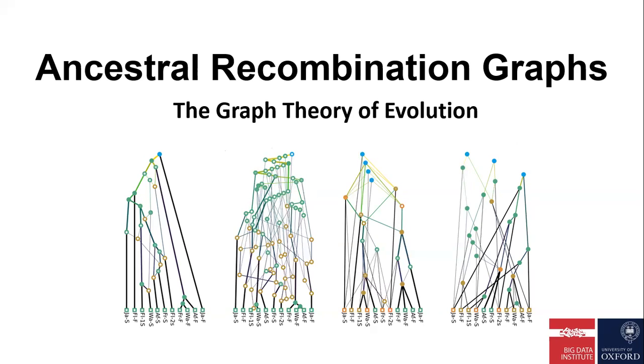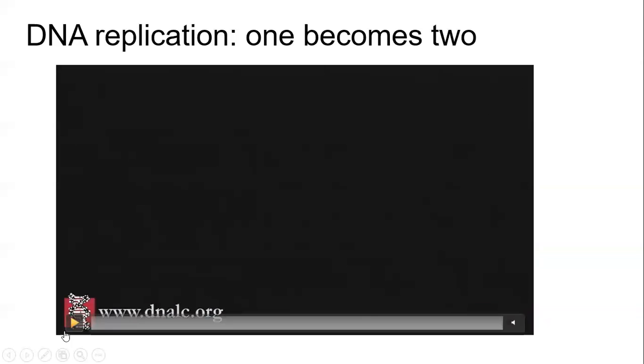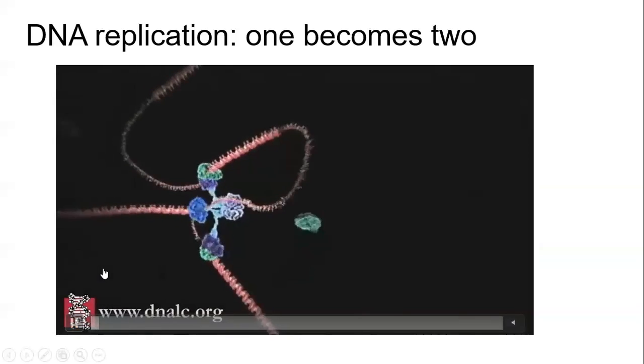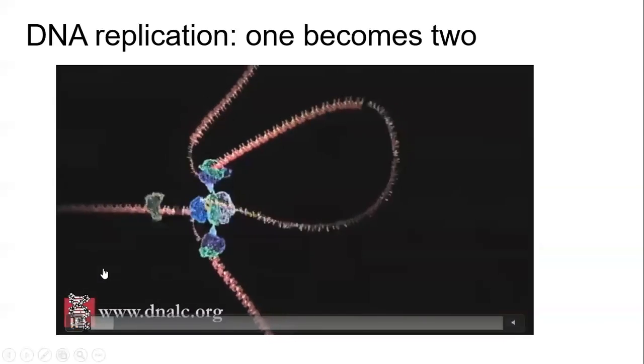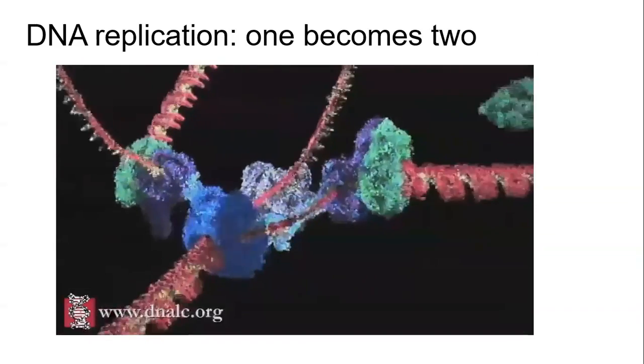Great. So I'll be talking today about a type of mathematical object called an ancestral recombination graph. But to start off with, I wanted to talk about the most fundamental process in biology, which is DNA replication. So this is the most basic element of ancestry. One DNA molecule gets turned into two.